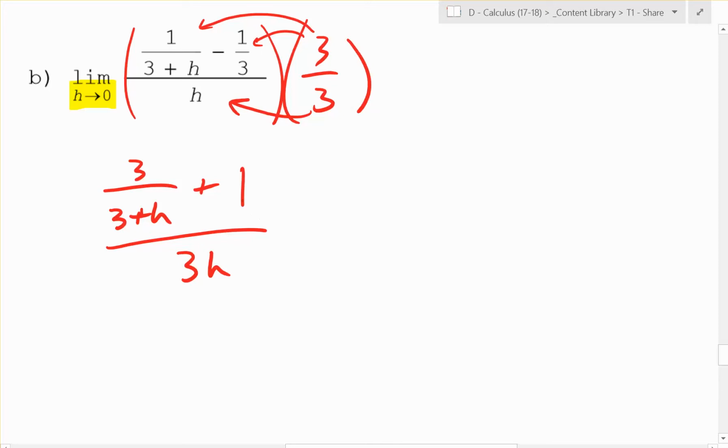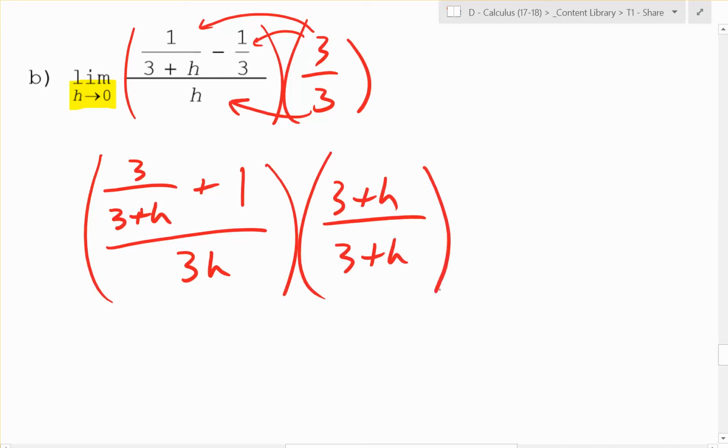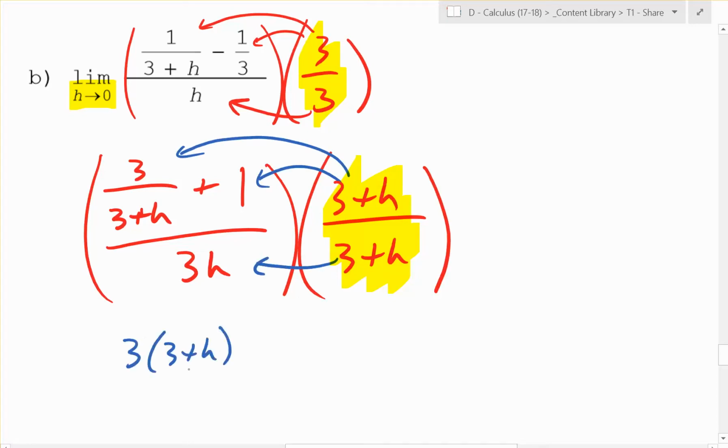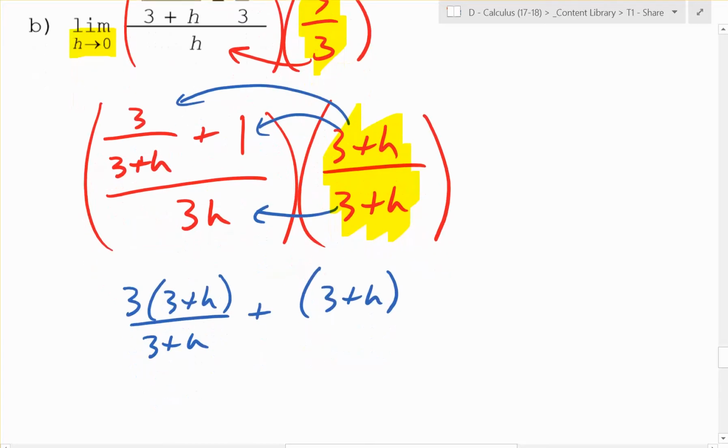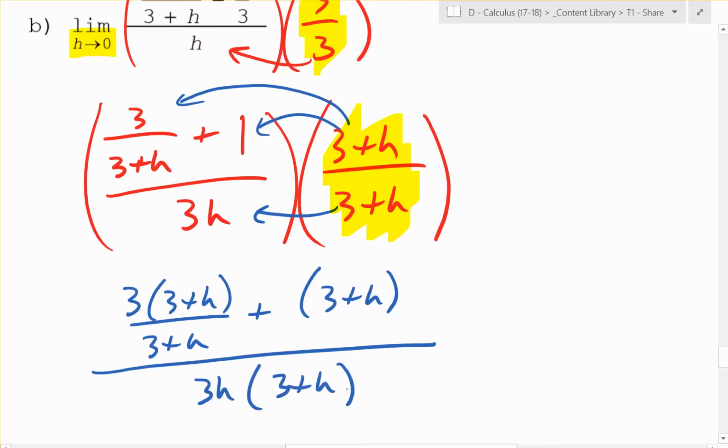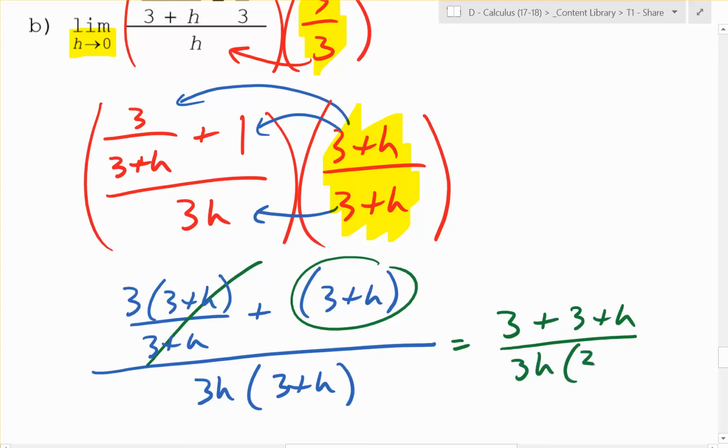That's nice. How about we now multiply by 3 plus h over 3 plus h. Again, this is just a form of 1. This was a form of 1, and this is a form of 1, so it doesn't change the overall value. We multiply in all the places, and we end up with 3 times 3 plus h over 3 plus h, plus 3 plus h, because that's 3 plus h times 1. And then the denominator is 3h times 3 plus h. Well, what happens here? That cancels, and you're left with a 3 plus this 3 plus h all over 3h times 3 plus h.